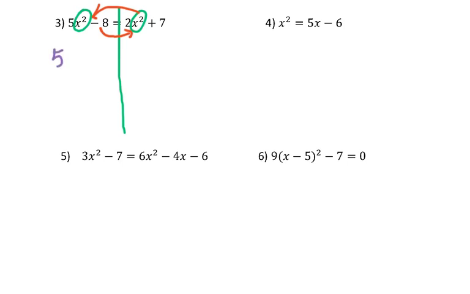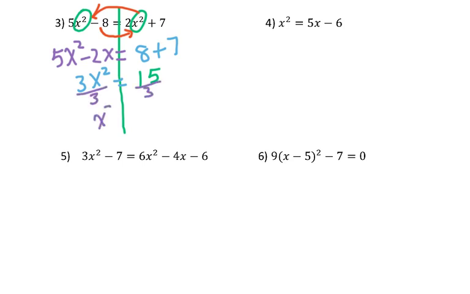Then I will get the 5x squared minus 2x equals. Here's the +8 plus 7. Then you will get the 3x squared equals 15. Then you divide it by 3. You will get the x squared equals 5. Then you do the square root both sides. Since 2 is even number, so do not forget plus or minus. That's why your x equals plus or minus square root of 5.